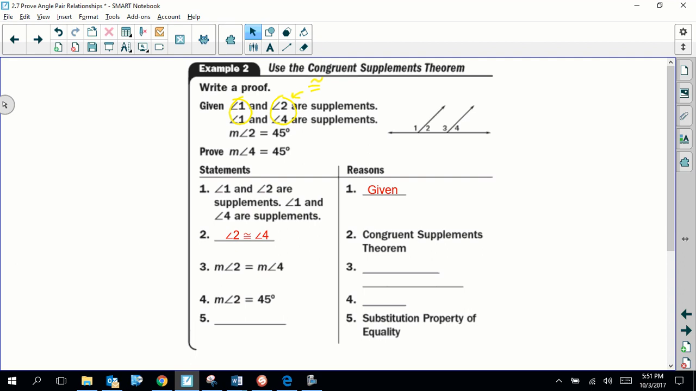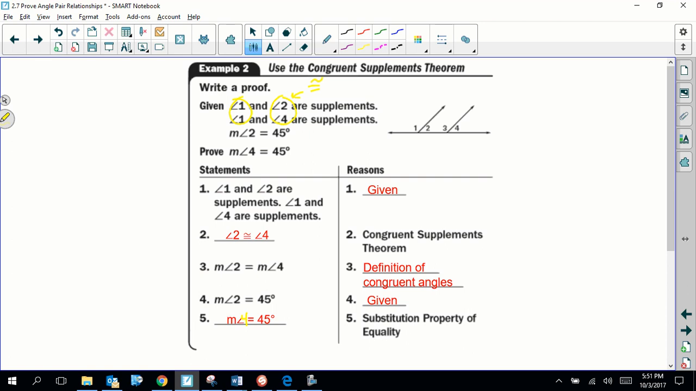Well, if angle 2 and angle 4 are congruent to each other, then their measurements have to be equal to each other because that's the definition of congruent angles. And if angle 2 is equal to 45 degrees, because that was given to me, then I can substitute and say that angle 4 is also 45 degrees. And it looks like I have a little typo here. That should say angle 4 right there.